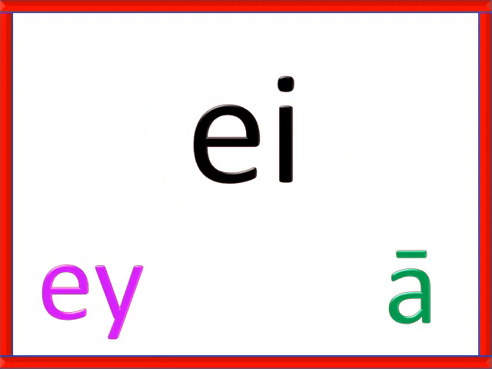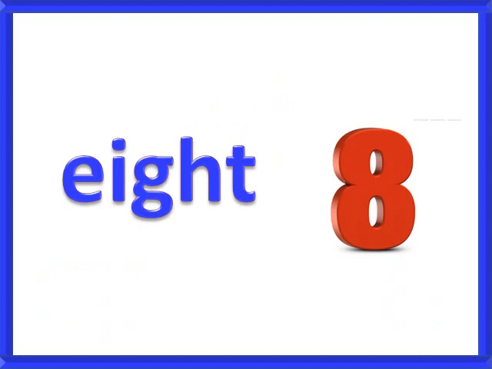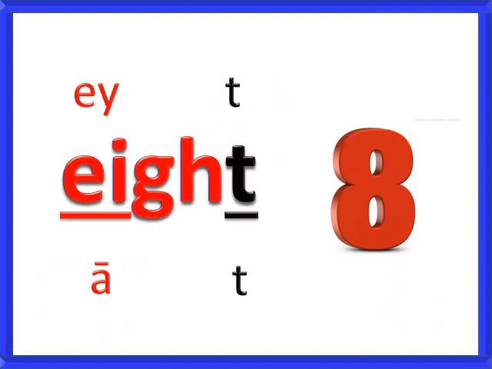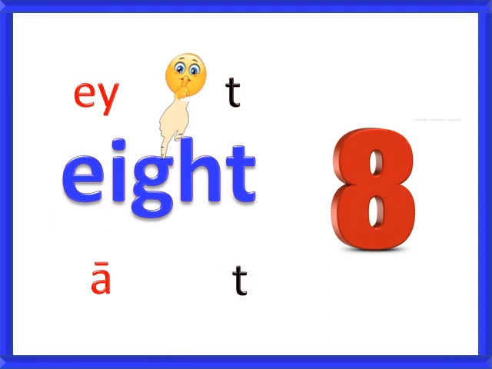E-I can make the A sound. A, A, A. Eight. GH is silent. GH makes no sound. The number 8.